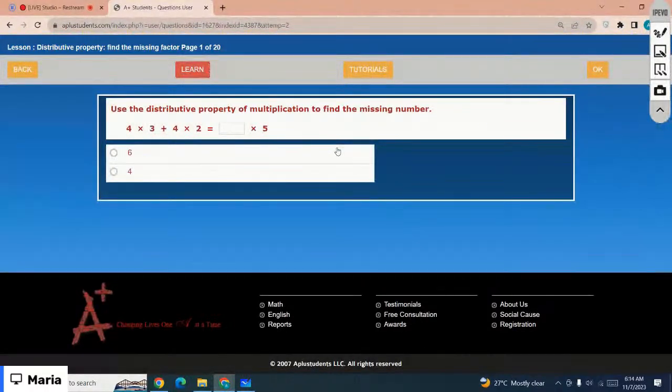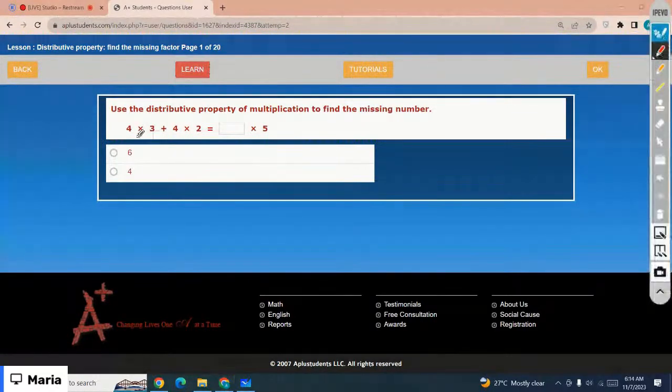You will find the missing numbers very, very easily. To understand, okay, 4 times c plus 4 times 2. The common number here is 4, right? That means 4 is the number that you have to, and 3 and 2 you can add them, right?